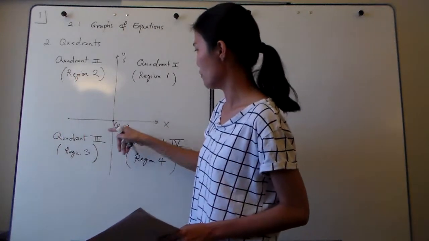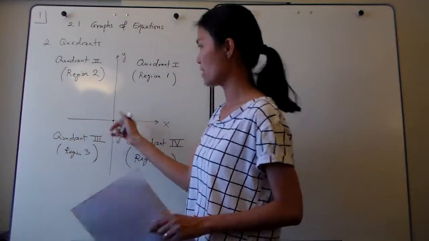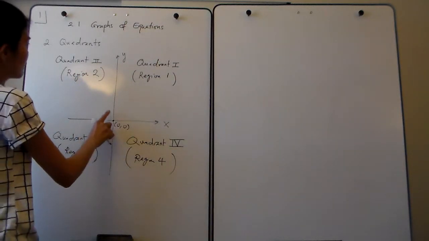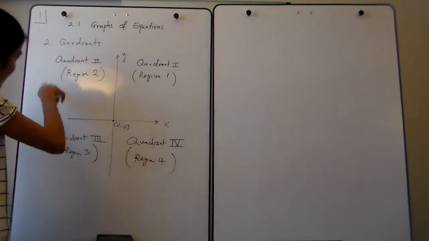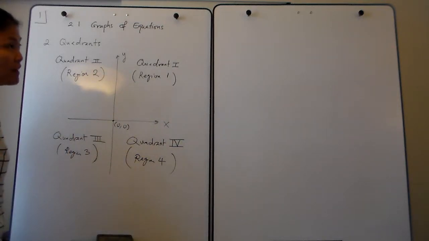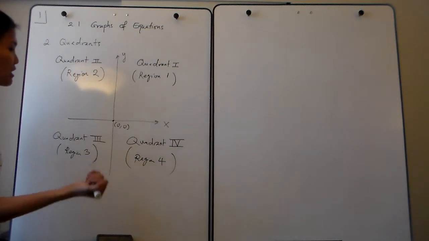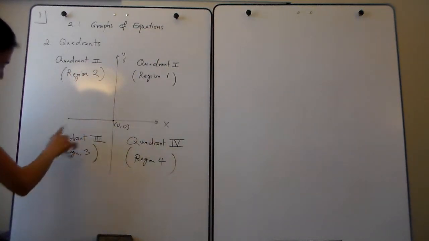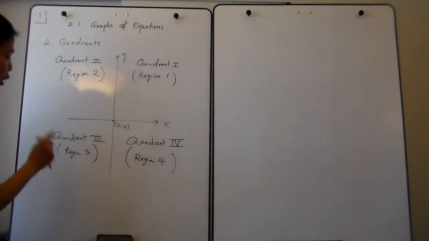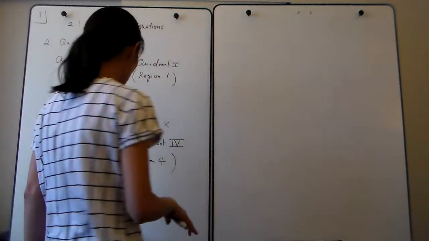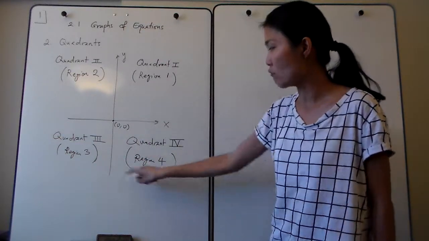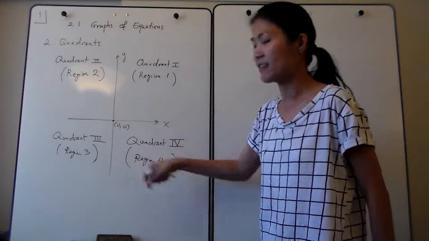For quadrant 2, this is on the left of the y-axis, so it's on the side where x is negative, and x is the first coordinate. And y is positive. So in quadrant 2, you will see points that have negative x, positive y, so a negative first coordinate and positive second coordinate. For quadrant 3, it's somewhere here. It's bound by negative x and negative y, so any point in this quadrant has both x and y negative. For quadrant 4, bound by positive x, negative y, so any point in quadrant 4 will have positive x, negative y.